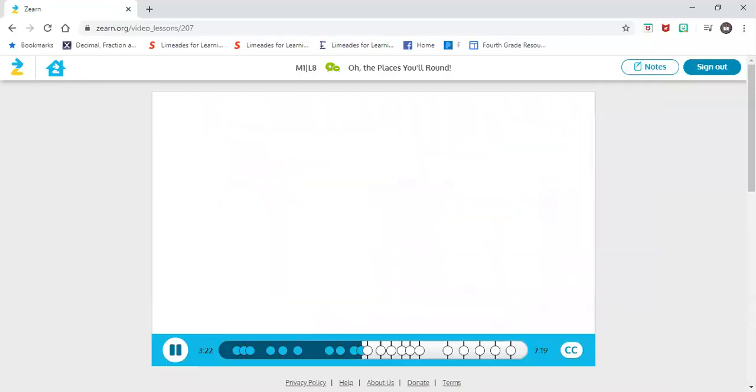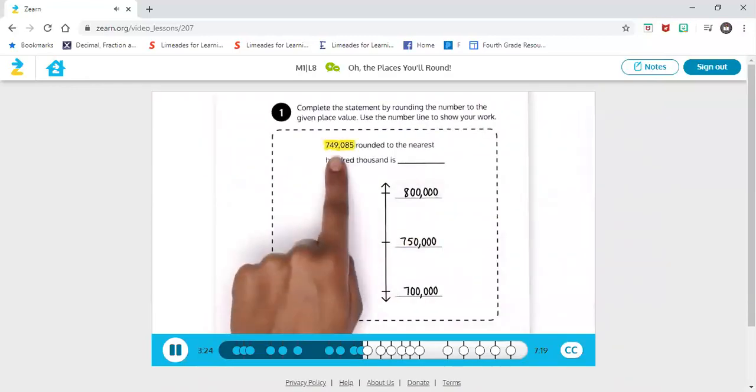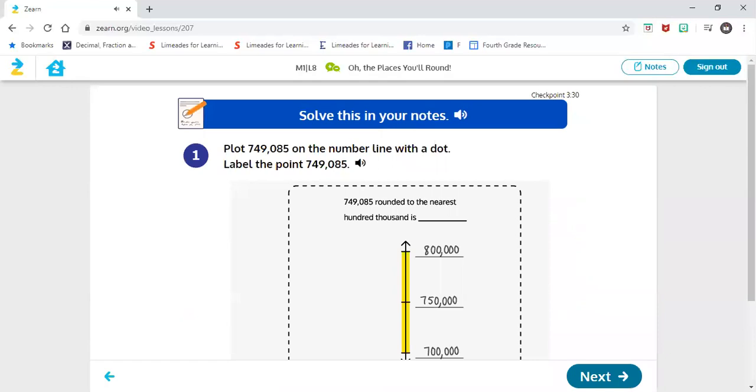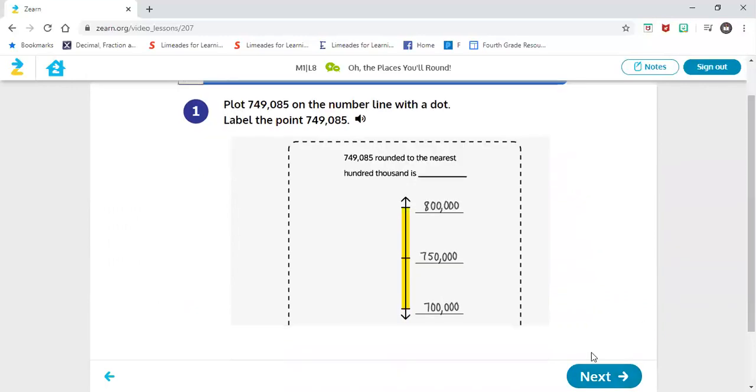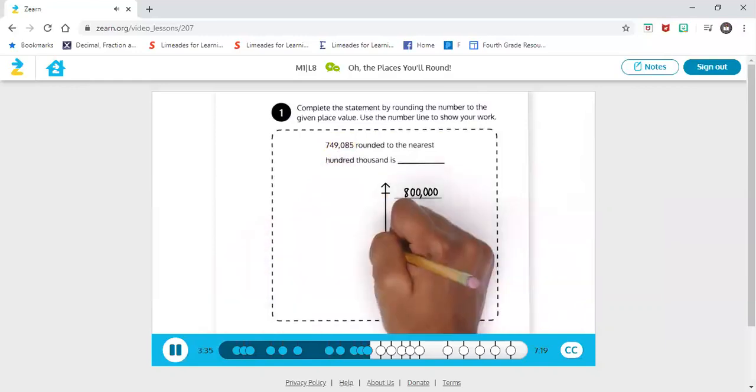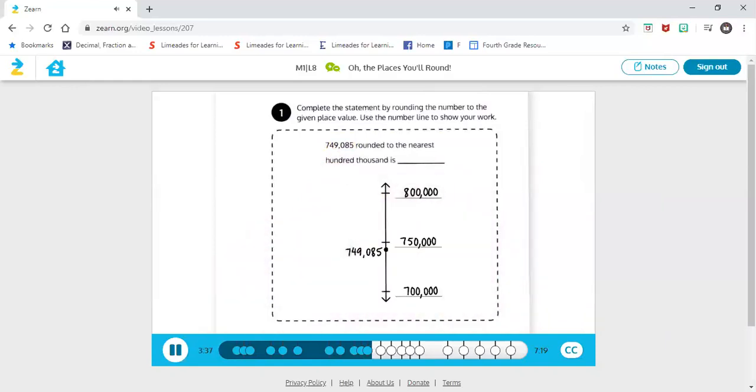All right, let's continue. Now, plot 749,085 on the number line with a dot. Go ahead. All right, so let's plot where 749,085 will be located on our vertical line. You can pause here to plot it. We can plot 749,085 here on our number line. It falls just below 750,000.